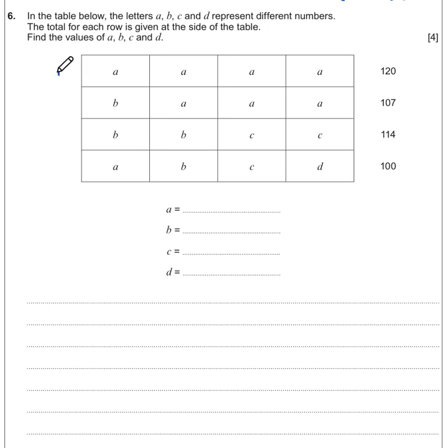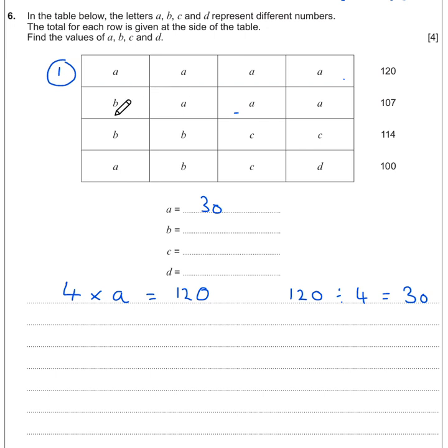So if we start with row 1 here, we can see we've got A, and A. And if we total them or add them up, we get 120. So we know that 4 times A is going to give us 120. So if we divide that 120 into 4 parts, that's going to give us 30 for the value of A.